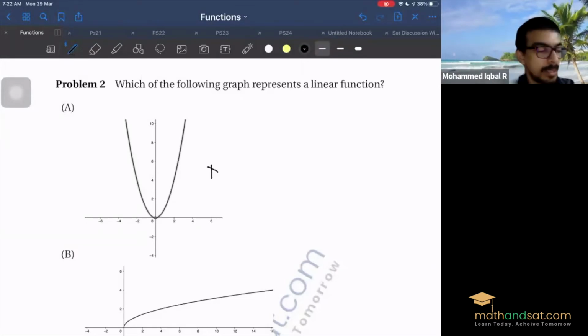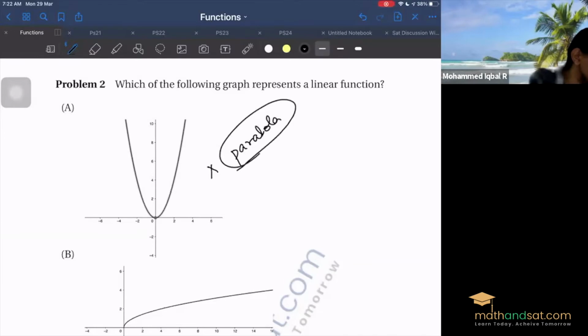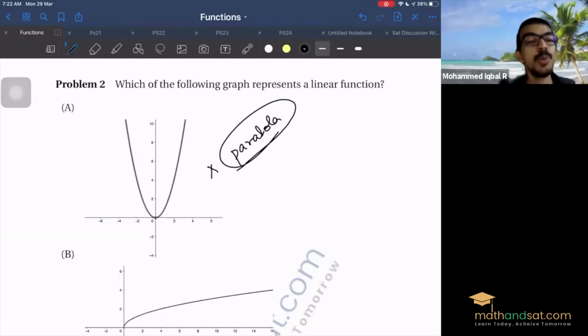Yeah, this is what we call a parabola. So instead of a linear function, if you have a quadratic, you are going to get a parabola. I mean, we'll come to quadratics later on. For the time being, we are talking only about linear functions.